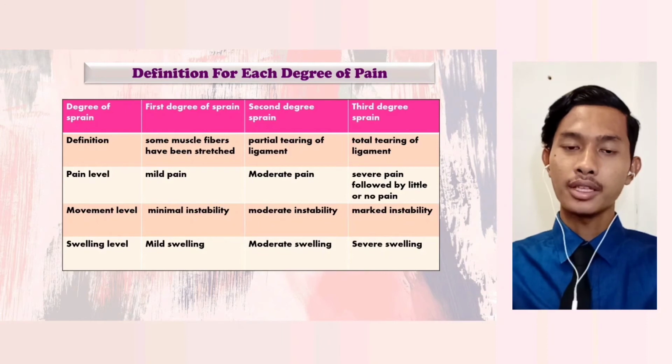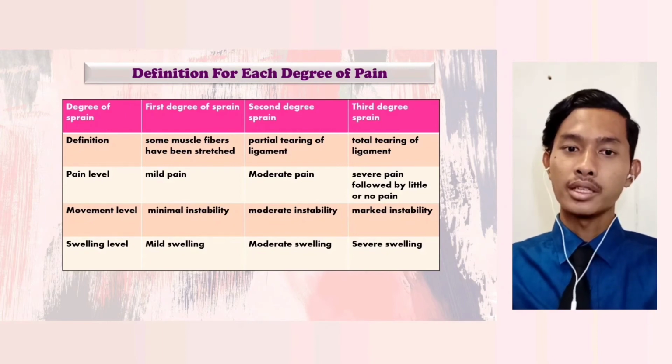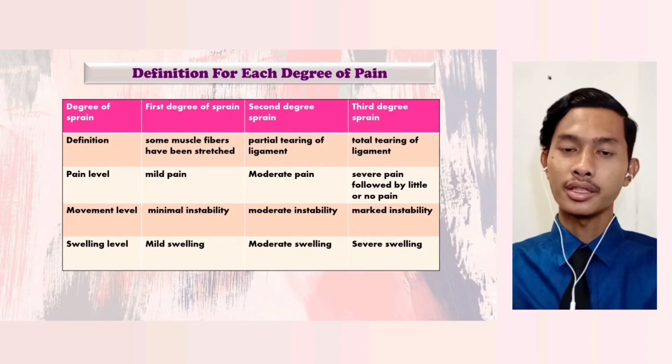They have difficulty in movement because the instability increases due to the partial tearing of ligaments. The approximate recovery time for this injury usually takes 3 to 6 weeks.